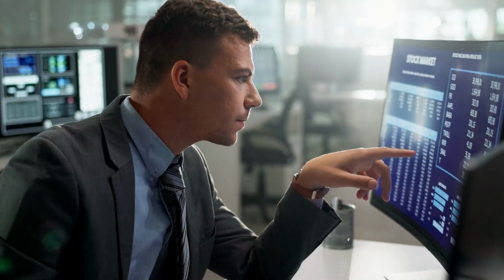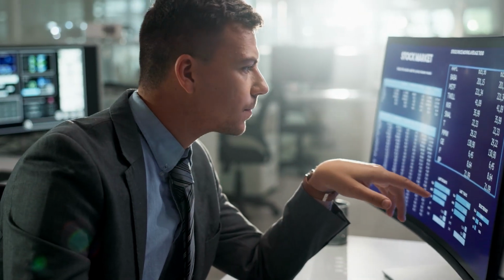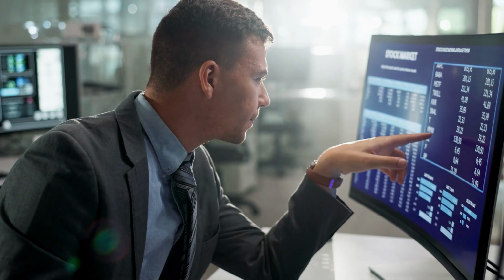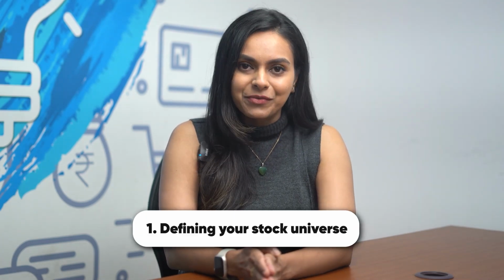You can either spend hours researching individual stocks and building your strategy manually or take a more streamlined approach by using a tool like Sharply, which simplifies the entire process. So here are the 5 essential steps that you need to follow. The first step is defining your stock universe.